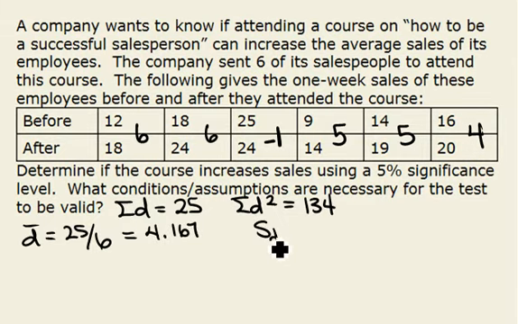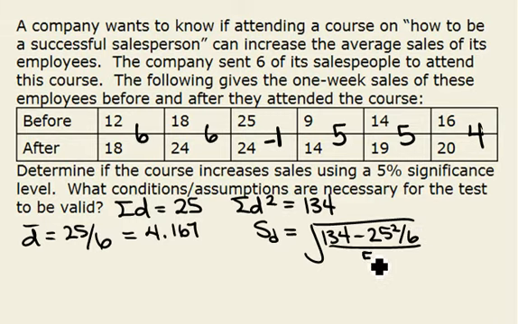Our standard deviation, which we'll just subscript with a D, will be the square root of 134 minus 25 squared divided by our 6, all over 6 minus 1, which is 5. And what we get is a standard deviation of 2.639. So we now have everything we need to get our test statistic. Let's write what we're going to test for.